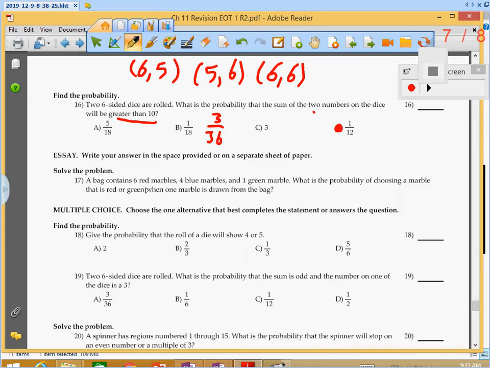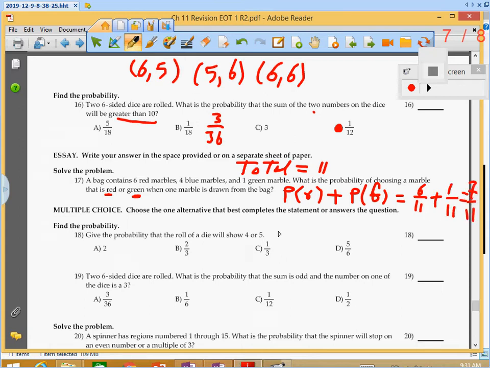Now, a bag contains 6 red marbles, 4 blue, and 1 green. So what is the total? 11. What is the probability of choosing a marble that is red or green? So I'm going to write the probability of red plus the probability of green. The probability of red is 6 over 11 and green 1 over 11. So it's going to be 7 over 11.